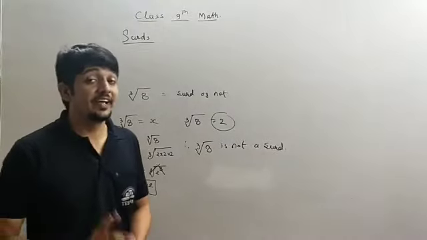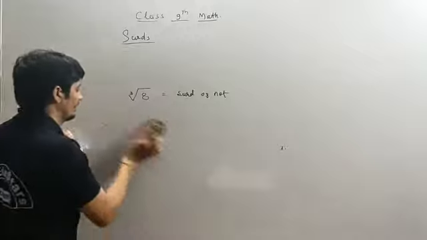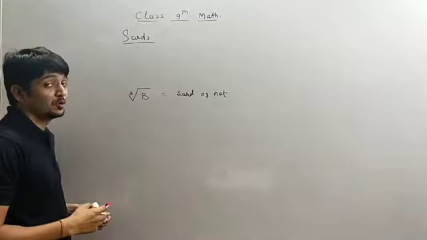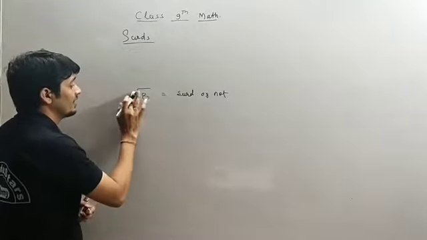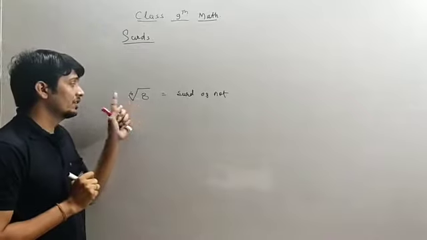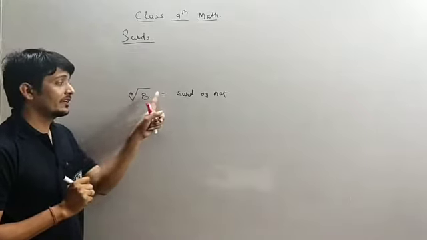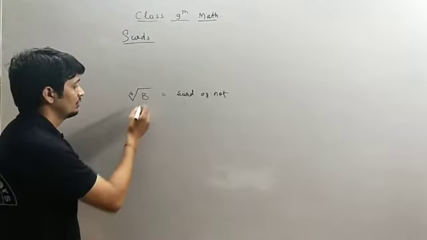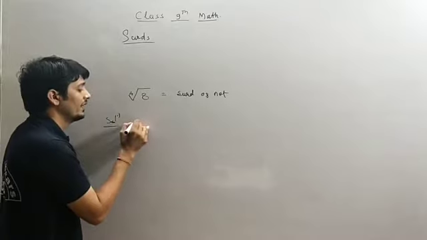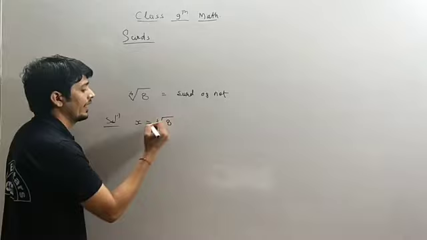Now we'll take the next example. It is given in your textbook, page number 26. Here the power of root is 4. So we have to check whether the fourth root of 8 is a surd or not. So we have to solve now. Solution. So let x equal the fourth root of 8.